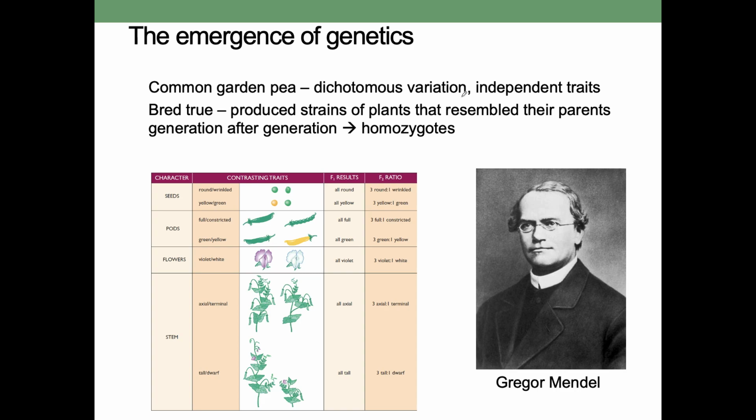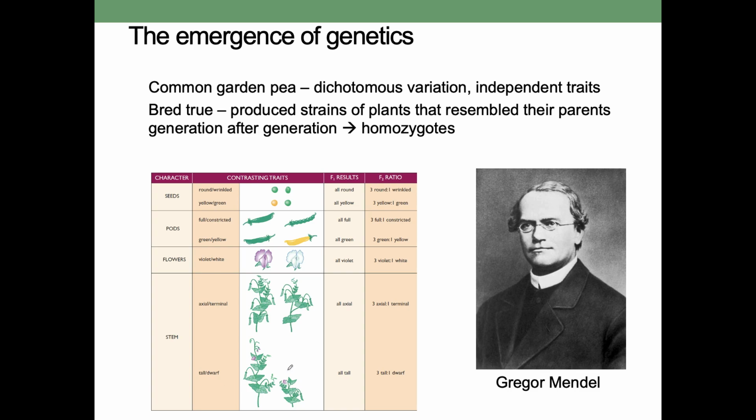Okay, so Mendel kind of lucked out in breeding the common garden pea plant because there's variation among these plants. They don't all look the same, and that variation is very simple. It's what we would call dichotomous variation. Either they have one trait or another. Either the plants have green seeds or yellow seeds. Either they are, let's say, tall or short. It's one or the other.